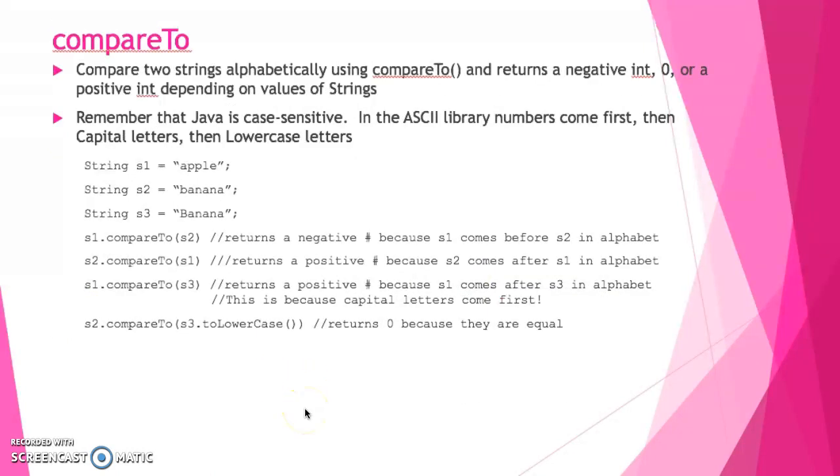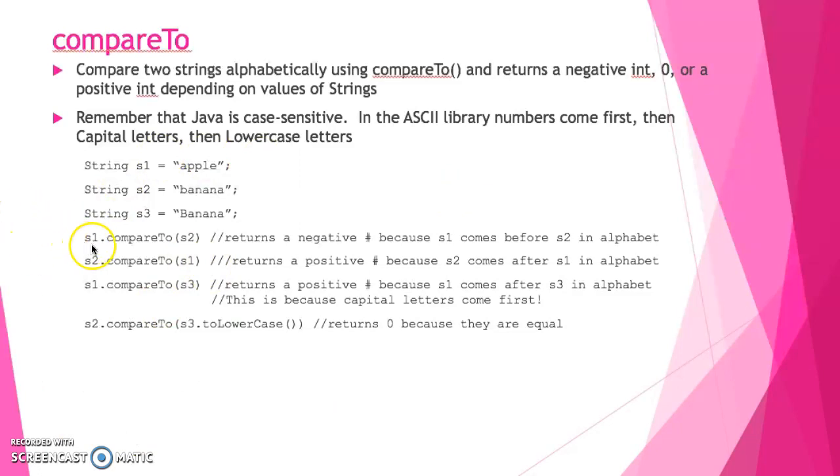compareTo is a method that you are expected to know how it works. The way that compareTo works is it is going to compare using the ASCII code, and it will first compare numbers, then capital letters, then lowercase letters. And it will return either a negative number, a 0, or a positive, depending on the values of the strings. So this is an important one for us to go ahead and review.